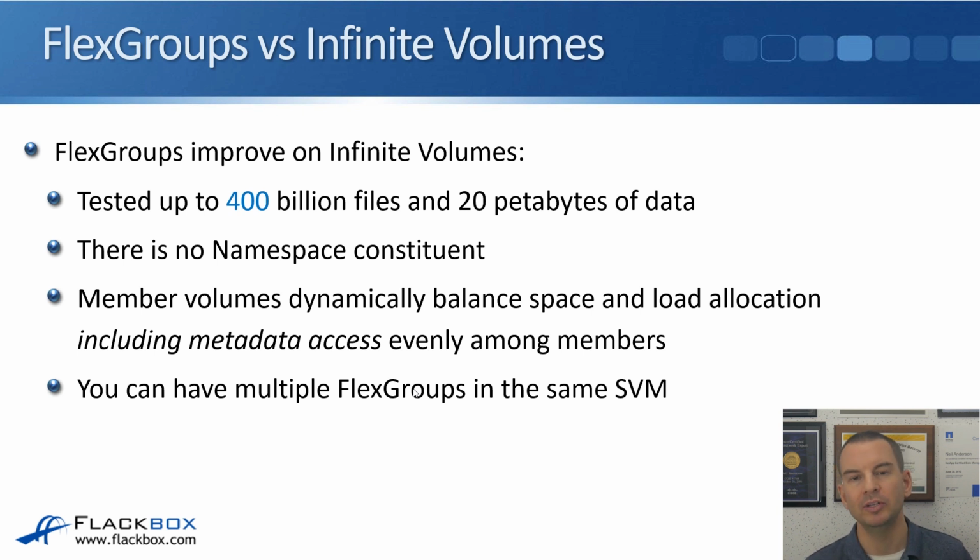There is no namespace constituent, which was the bottleneck in infinite volumes. So that's the big difference, and that's where the performance improvement comes from. Member volumes dynamically balance space and load allocation, including metadata access, evenly among members. That did not happen with infinite volumes. Another difference is you can have multiple FlexGroups in the same SVM. There's not that one-to-one relationship that there was between an infinite volume and an SVM.